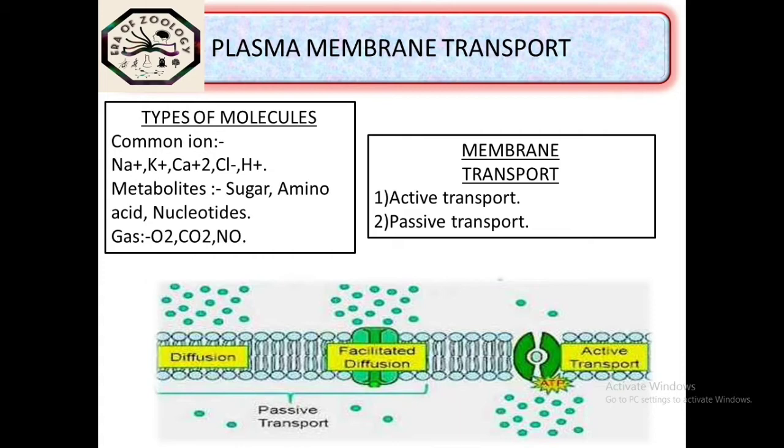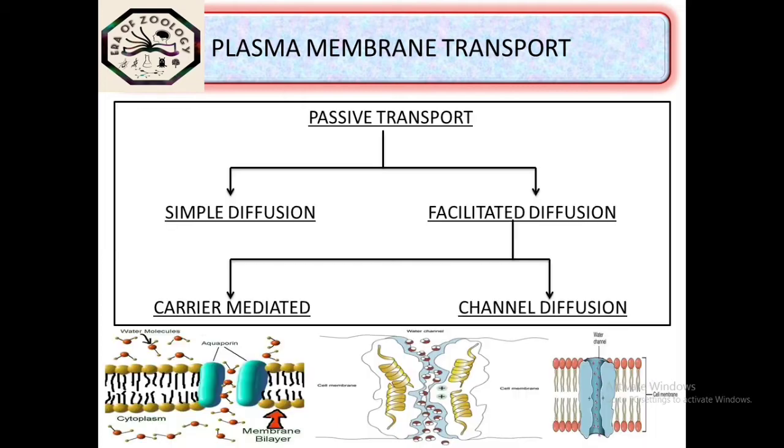And we know that membrane transport is of two types: active transport as well as passive transport. Now we will be talking about passive transport. Passive transport is differentiated into two types. One is simple diffusion, another one is facilitated diffusion. When we talk about diffusion, the term actually depicts the movement of a molecule from higher concentration to lower concentration.